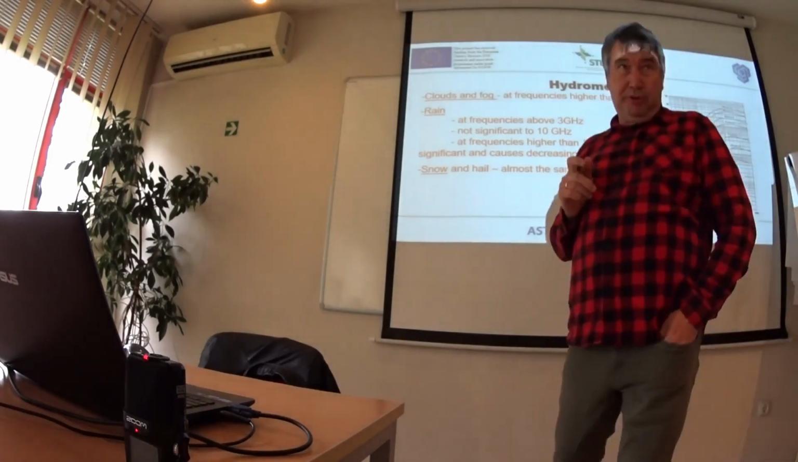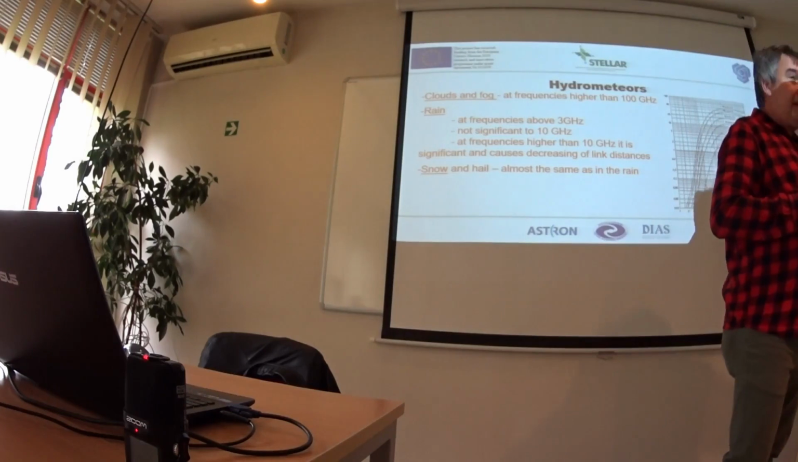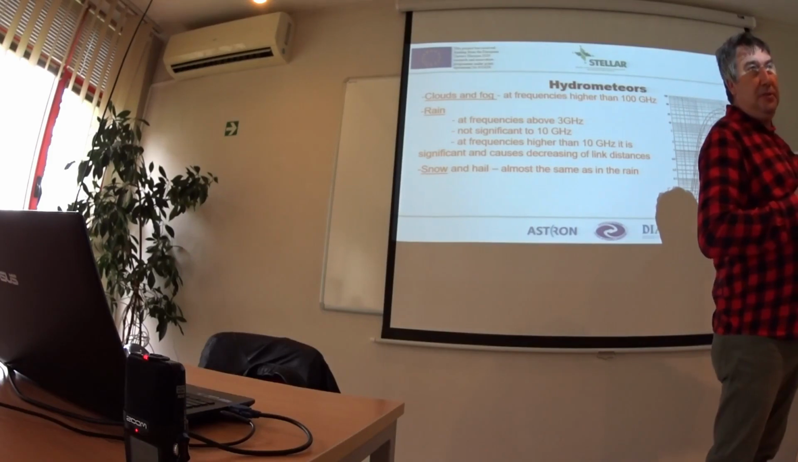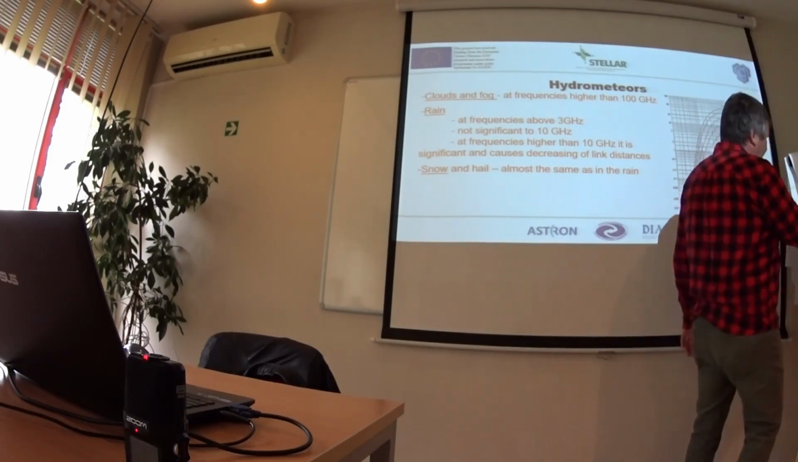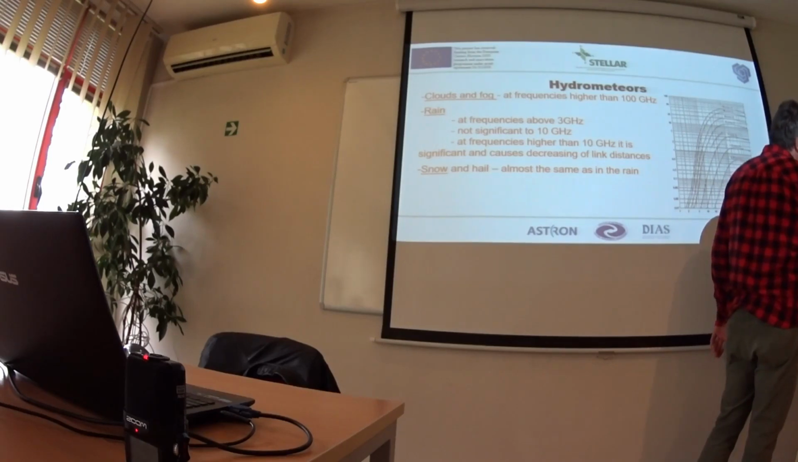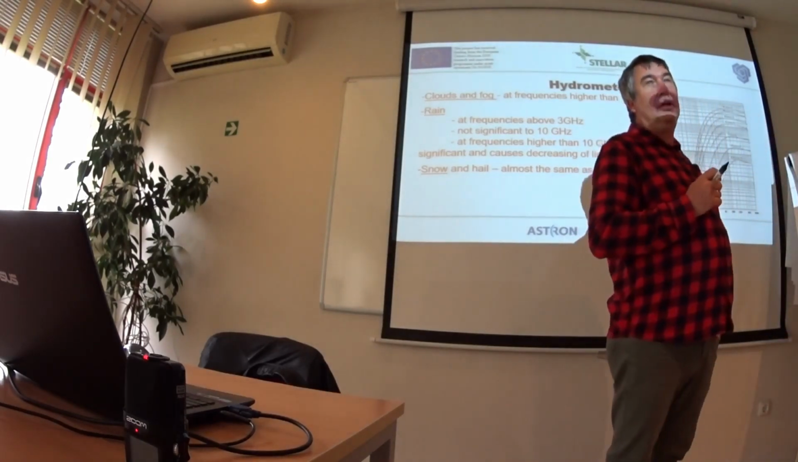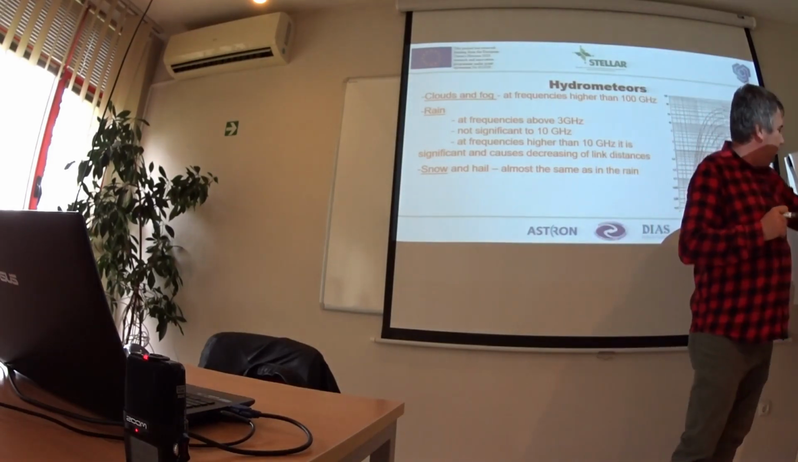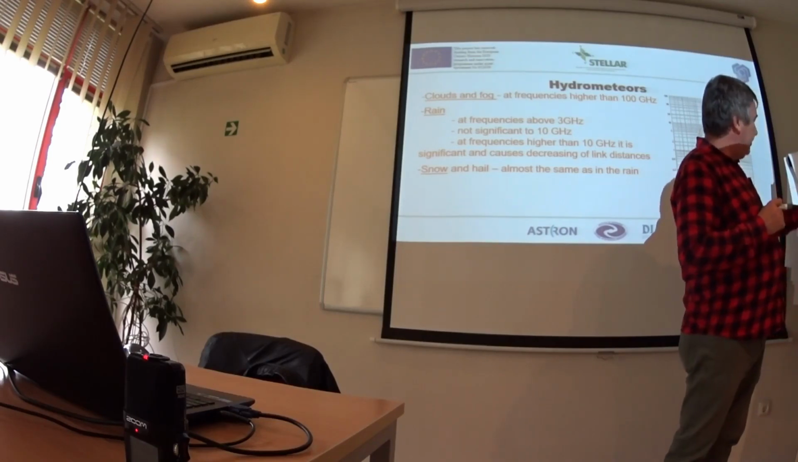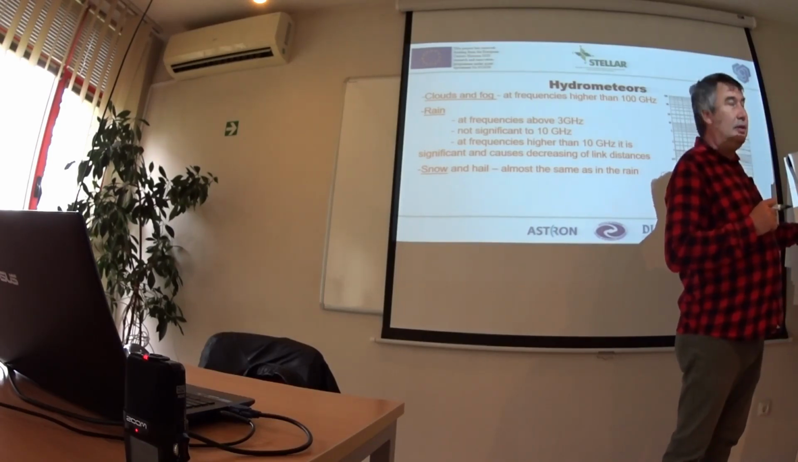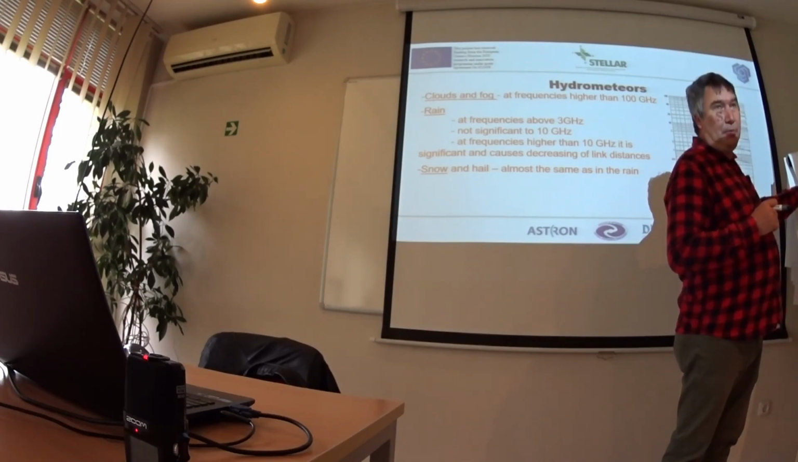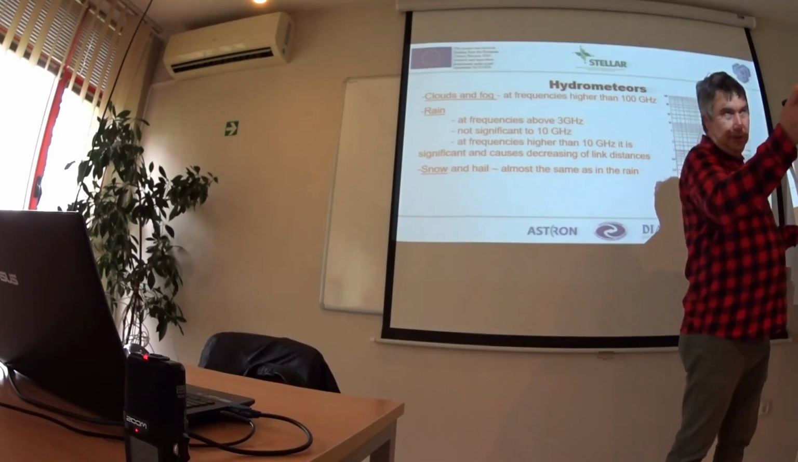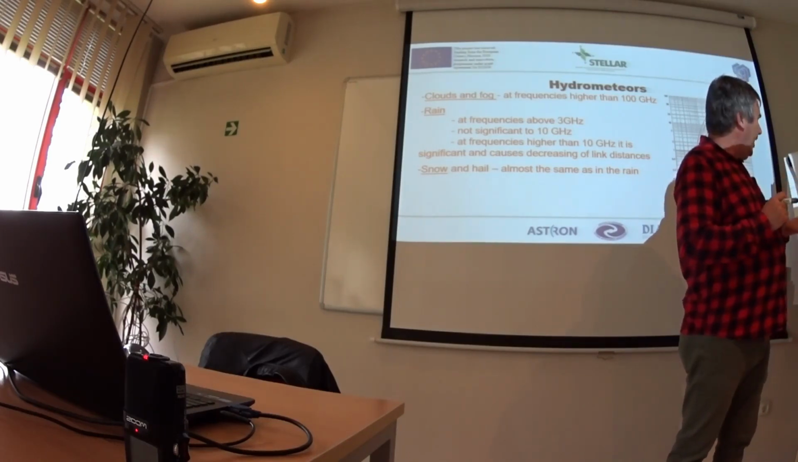There are two very important things. Here is rain rate, and this is the probability of such a rain rate, that is, the dependence of probability on rain rate. If we have light rain, we have high probability. If we have heavy rain, we have low probability. That is the statistic.